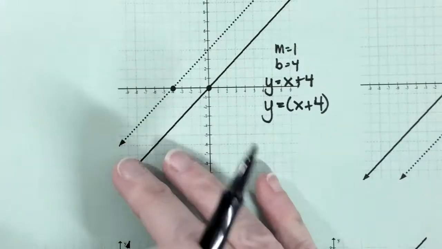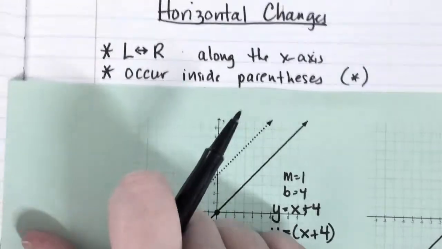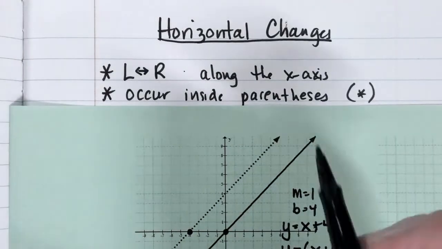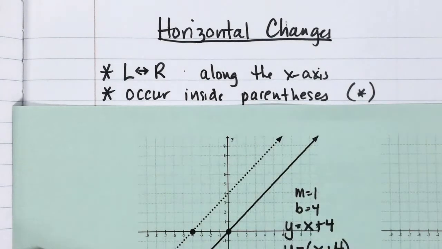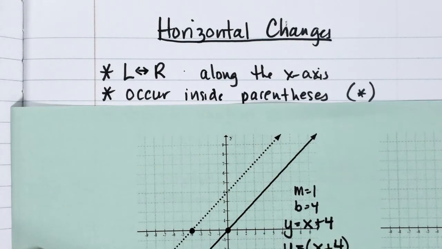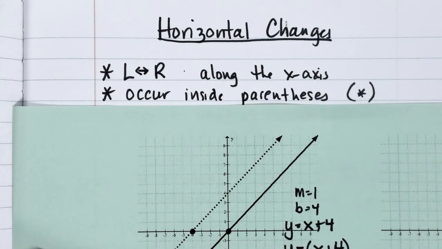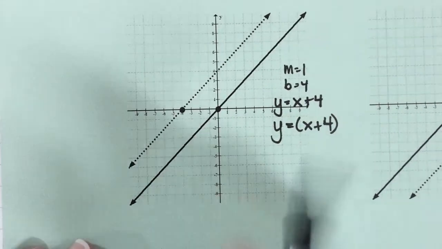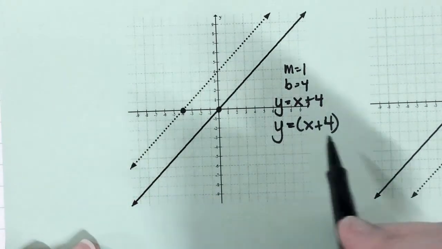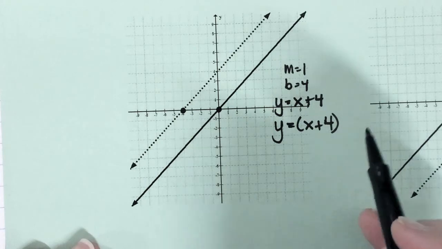So the first thing I want you to write in your notes right now is that horizontal changes go from left to right along the x-axis, and they occur inside parentheses. Take a moment right now and write that down. Okay, so they occur inside the parentheses. So we know that they're going to be going left to right, and they occur inside parentheses.